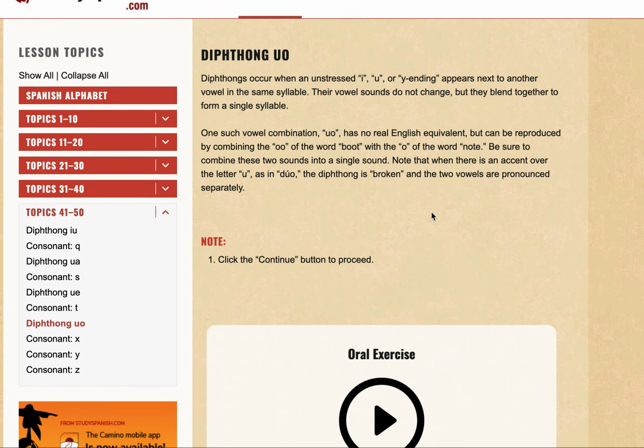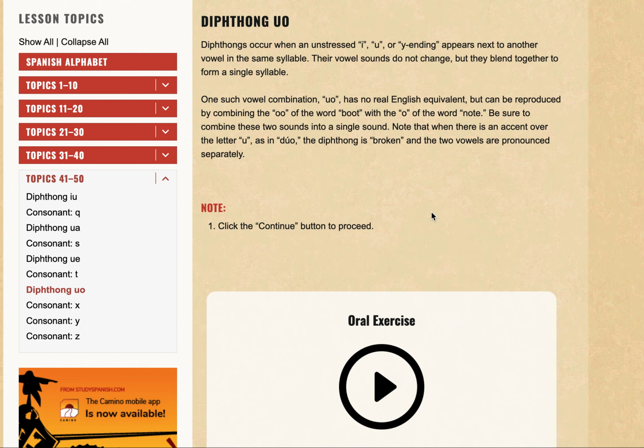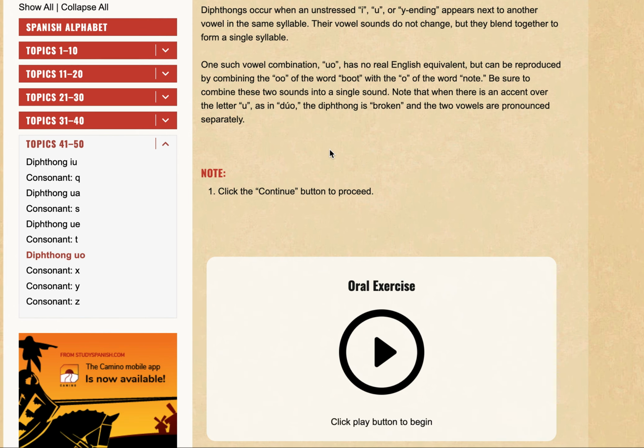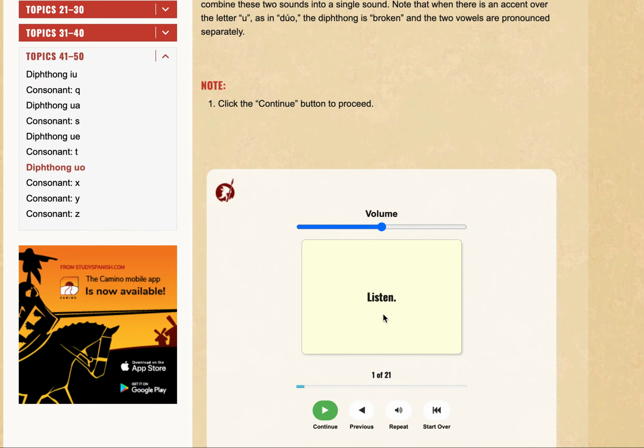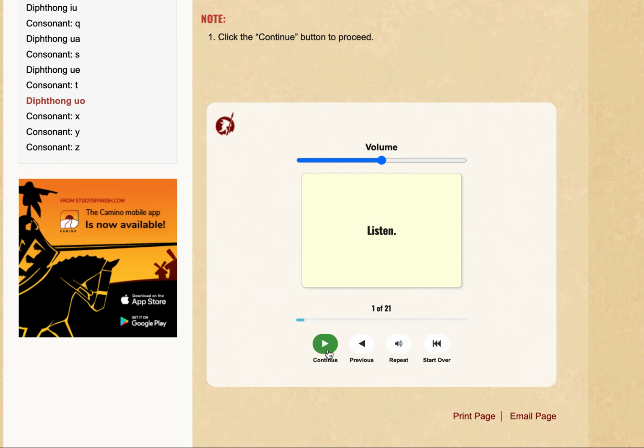Note that when there's an accent on the letter U, as in "dúo", the diphthong is broken and the vowels are pronounced separately. So let's again look at some examples. Listen to the following words. They all contain the UO diphthong.